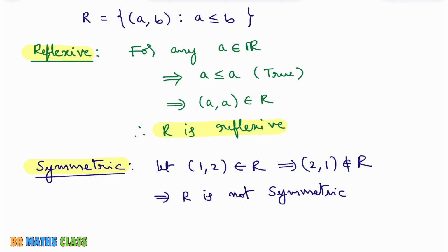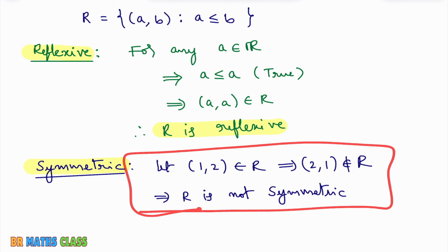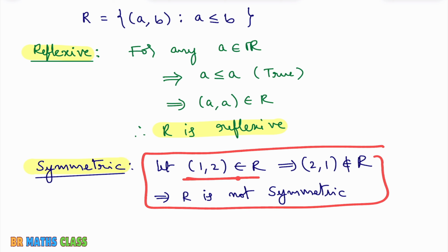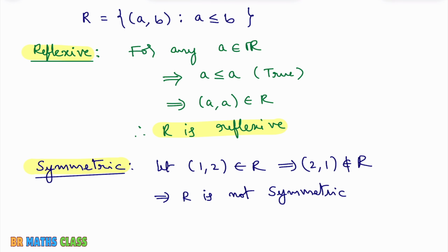One important point you need to keep in your mind: when it is reflexive, you cannot give an example like 1 is a real number, 1 comma 1 belongs to, like that you cannot write. When it is not reflexive, then you can give a counter example. You see here, when it is not symmetric, we just gave a counter example, right? If it is symmetric, then you cannot give examples like this. As it is not symmetric, I gave a counter example.